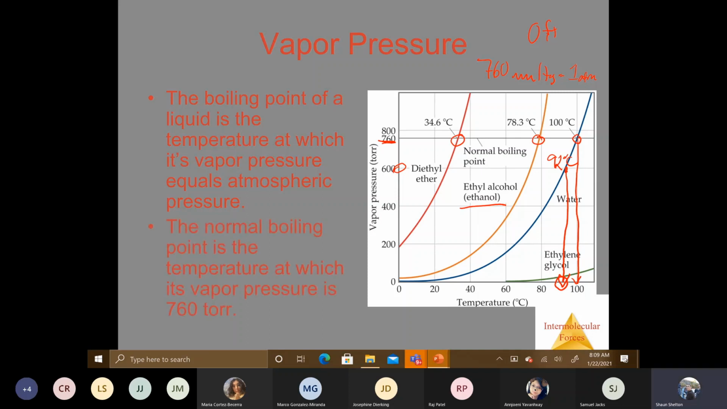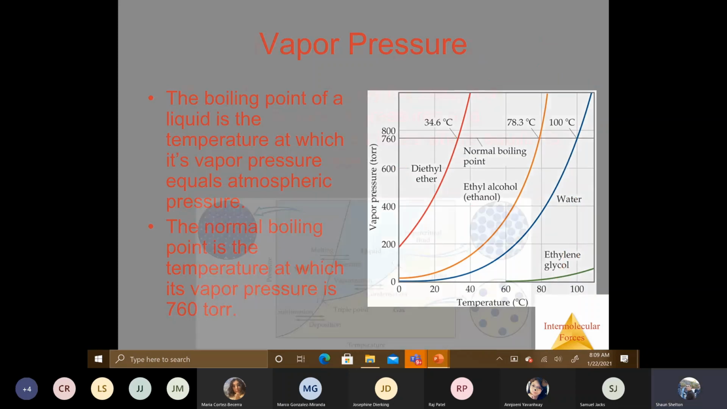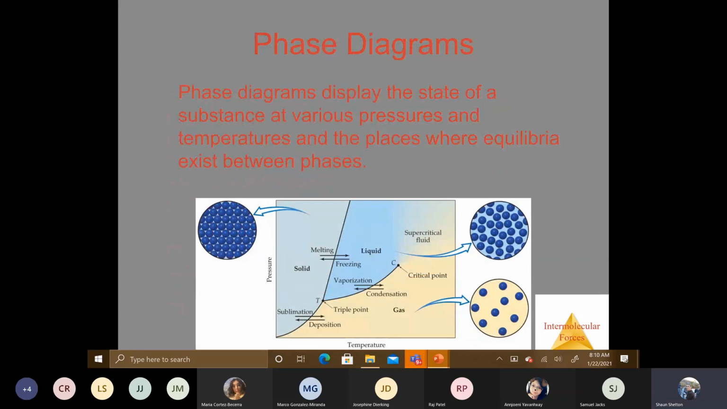So again, this graph here represents the vapor pressures and the different temperatures at which the boiling points will take place. Any questions on that before I get started with phase diagrams?